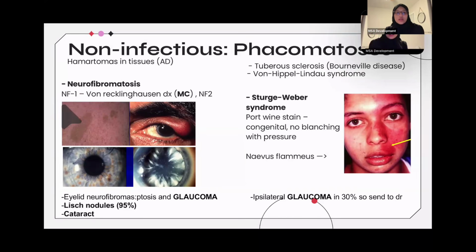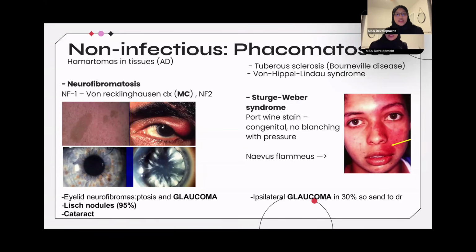The first one, type 1, is also called von Recklinghausen disease. It's a very long name. This is the most common type. The way you can diagnose this is to look at these four pictures. What do you see here? If you remember the dark spots, they're the cafe au lait spots. That is very important for this diagnosis.